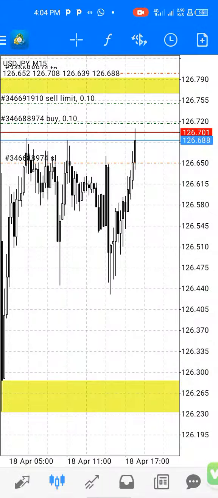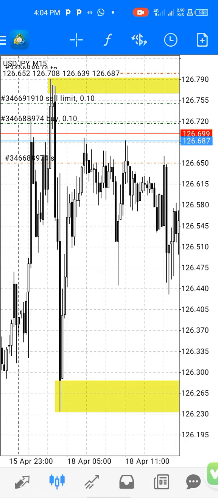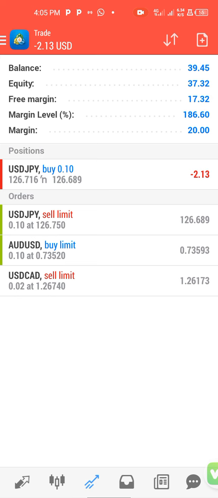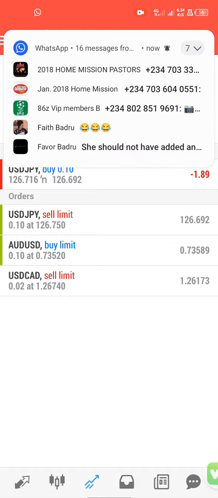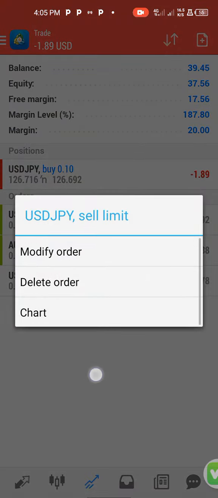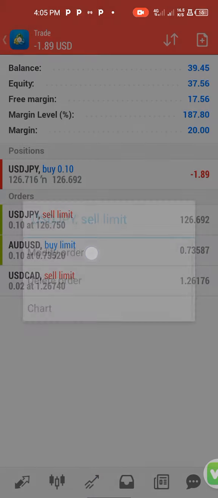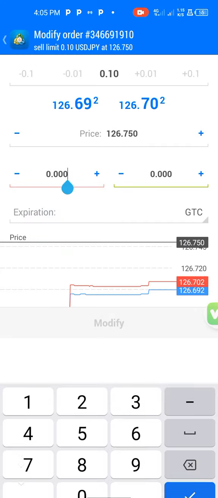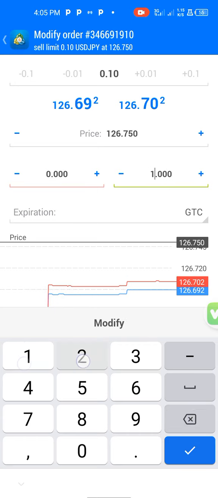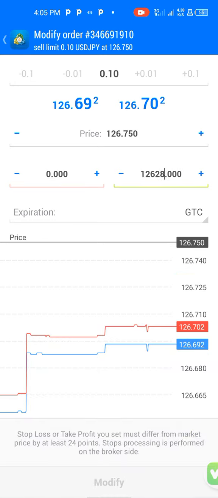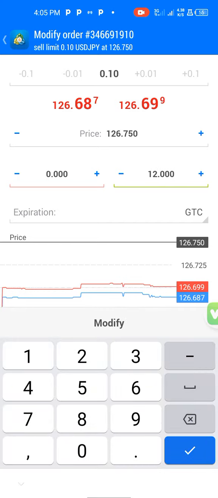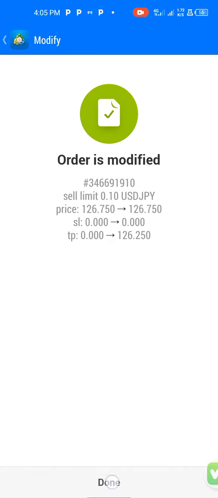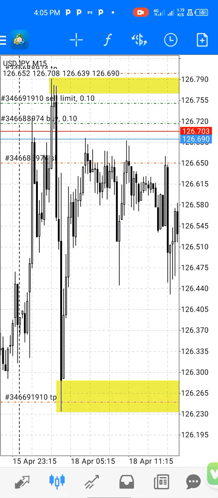So once that sell limit order is activated, a sell position is automatically activated, and I place my take profit somewhere around 126.25. Can you see that the order has been opened? 126.25, my sell limit, this is it here. I long press, modify order, take profit, 126.25. Now that's where I put my take profit. Can you see that this is the take profit here?